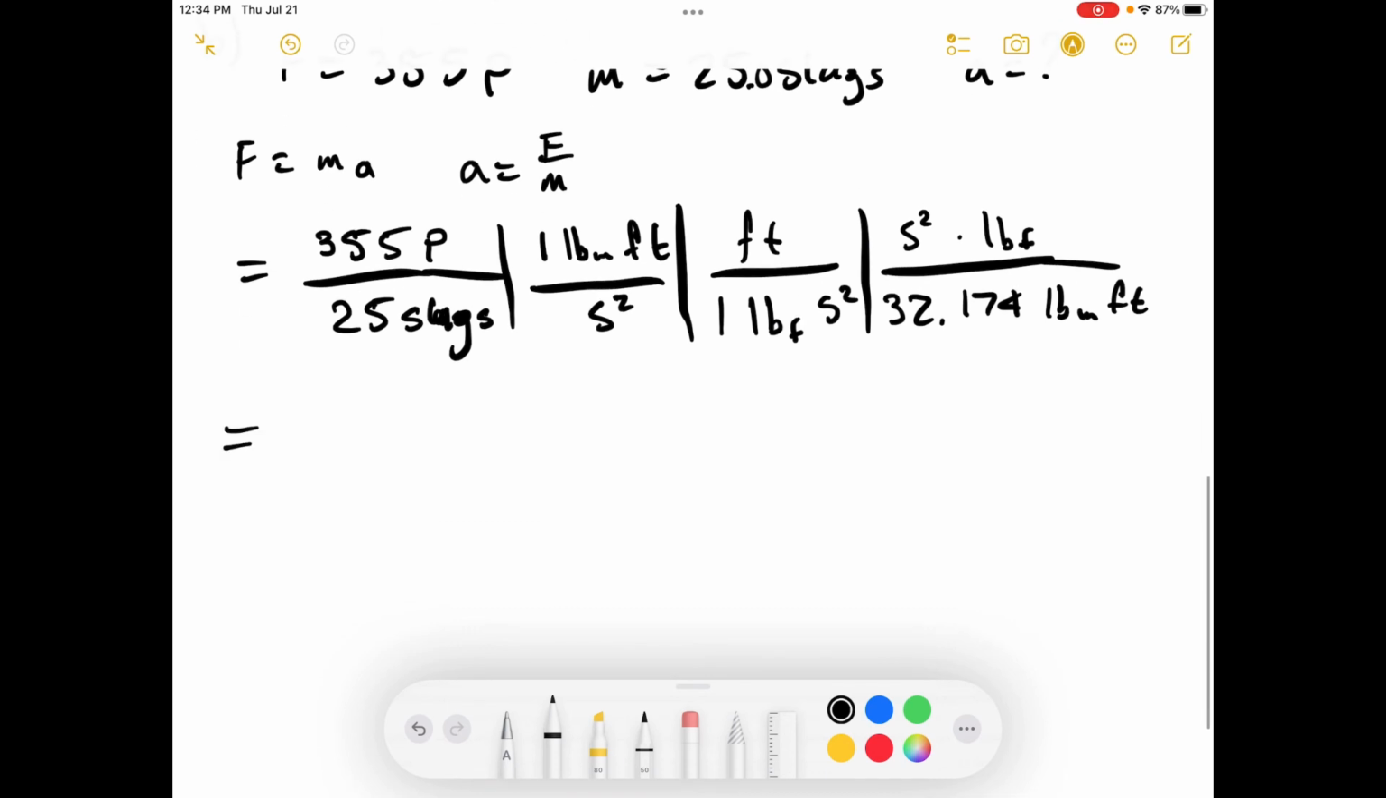Great. So we multiply this out, get it all to cancel. Pounds force cancels with pounds force, pound mass, feet cancels with feet, per second cancels with per second. We're just left with feet per second squared. Okay, so the feet per second squared is 0.441. However, that's in feet per second squared, and they asked us to give it in meters per second.